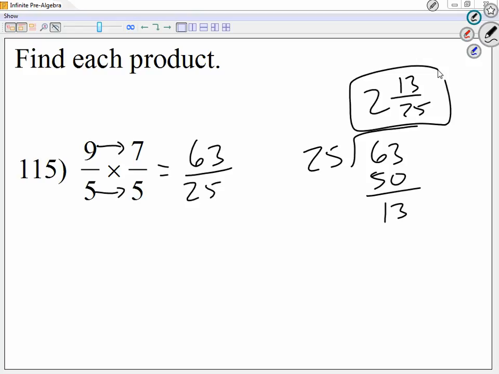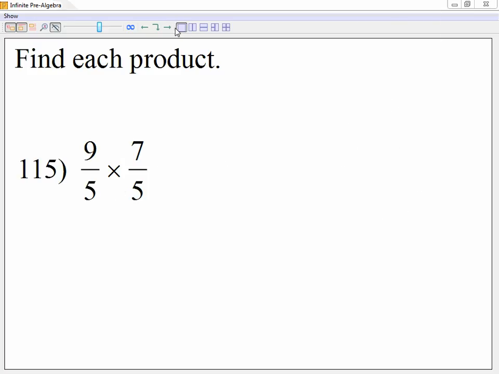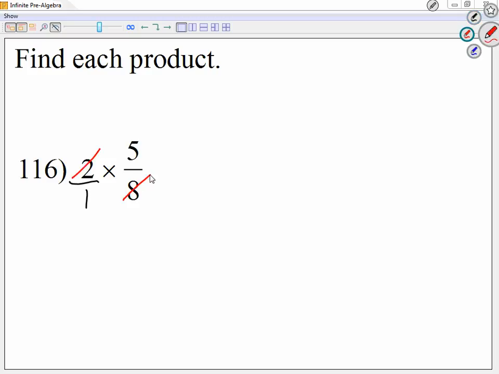Once again, for multiplication, we don't need common denominators, because we're just going to multiply straight across. Sometimes our numbers can be simplified. Let me take a look at 116 to see what I mean. Let me make that a fraction first. I can go 2 times 5 and 1 times 8. I can just multiply it. But let me simplify a number from the top and a number from the bottom as long as we divide them by the same thing. In my case, let me divide each by 2. So my 2 is going to become a 1 and my 8 is going to become 4.